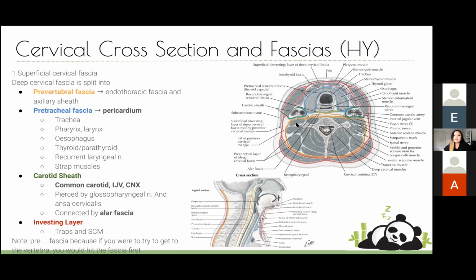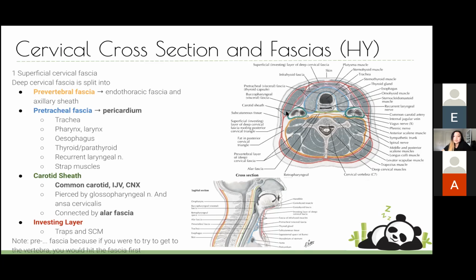And then you've got your pretracheal fascia. So to get to your trachea, you have to hit this fascia in the blue. This runs to the pericardium, which is pretty cool. And it contains a lot of the midline structures, like your trachea, your pharynx, your esophagus, your thyroid, recurrent laryngeal nerve, right here, and some of your strap muscles.